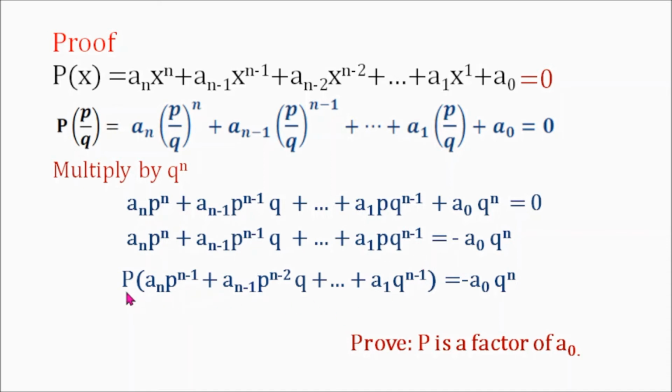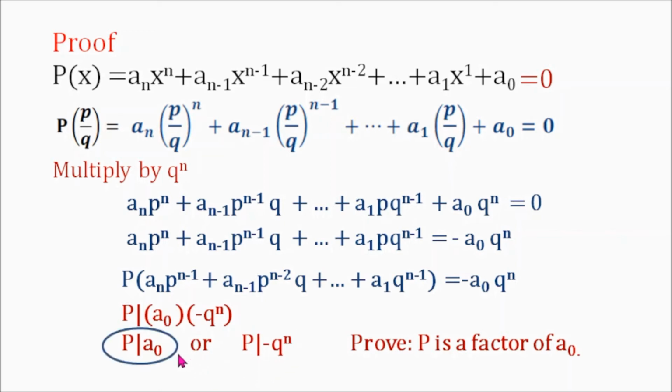So since p is a factor of the left-hand side of the equation, we can also say that p is also a factor of the right-hand side of our equation. So we can say p divides a sub 0 times negative q to the n. And from Euclid's lemma, okay, p divides a sub 0 or p divides negative q to the n. So we have proven the first part.